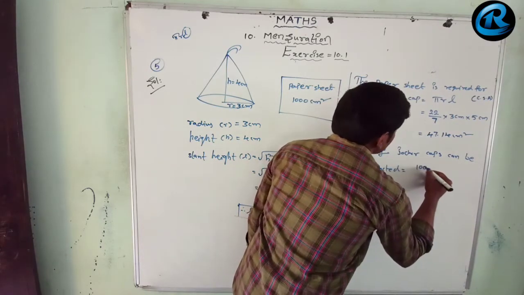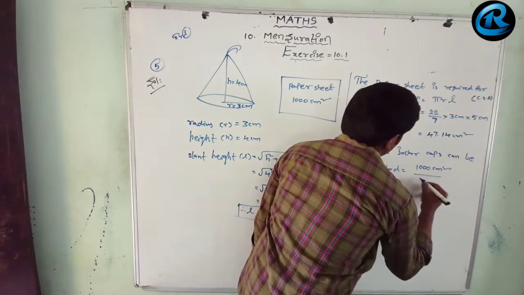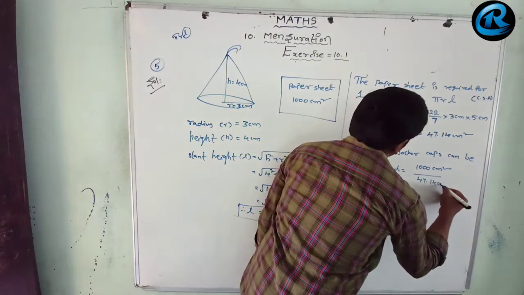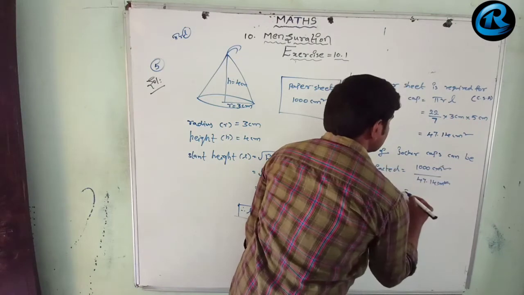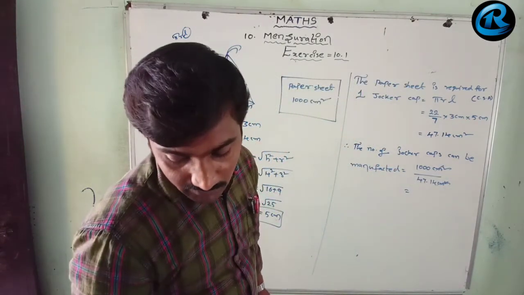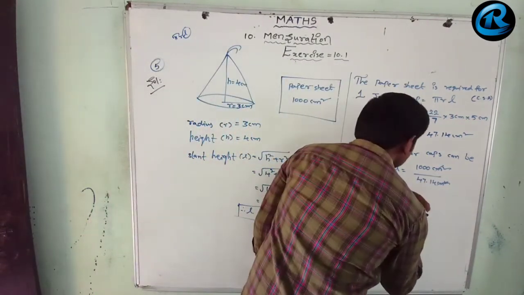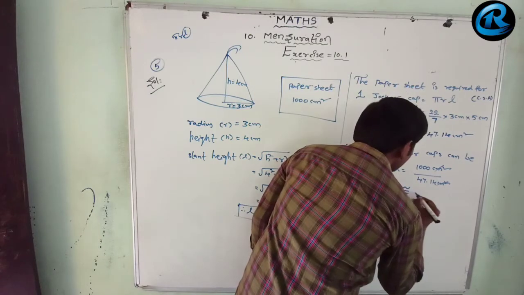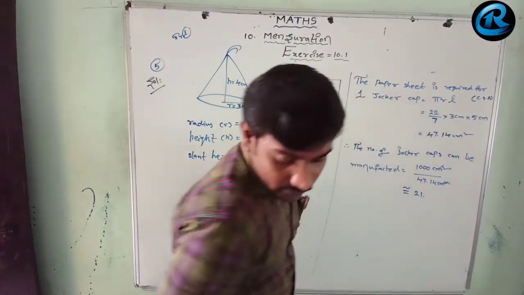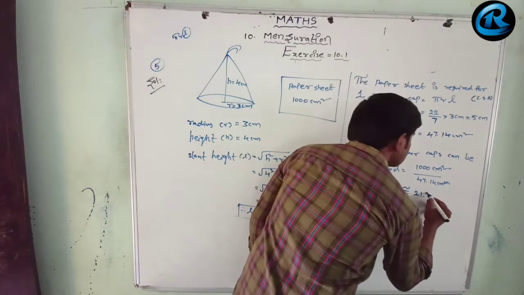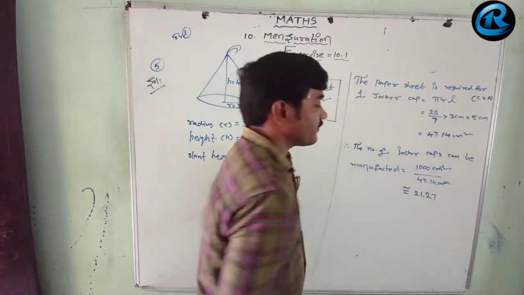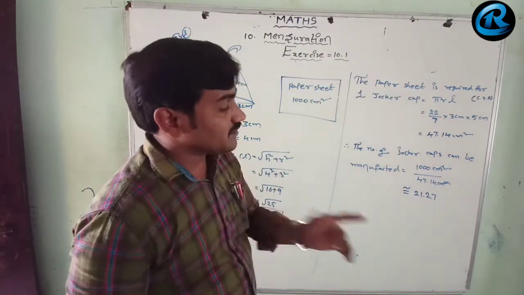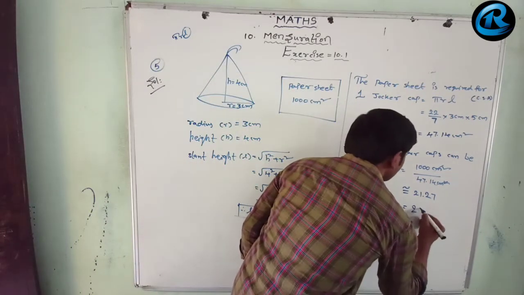The number of joker caps that can be manufactured is equal to 1000 centimeter square divided by 47.14 centimeter square. When you simplify this, you don't get a whole value, you get 21.27, which is approximately equal to 21.